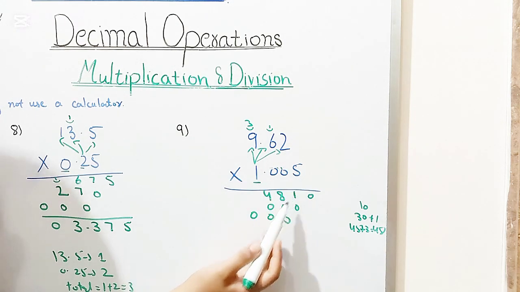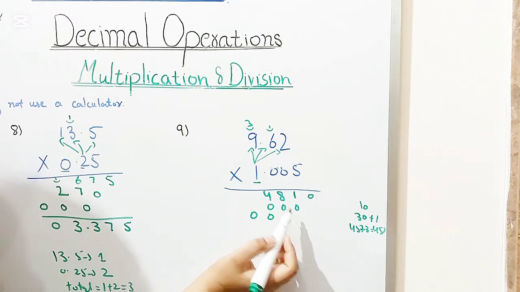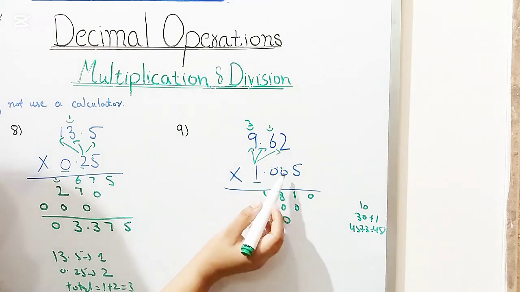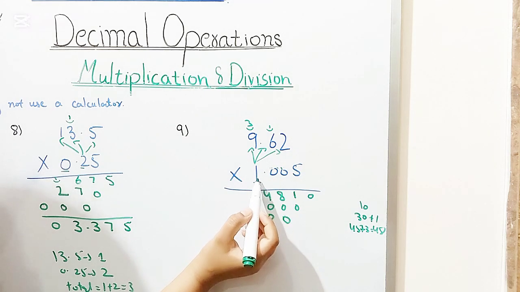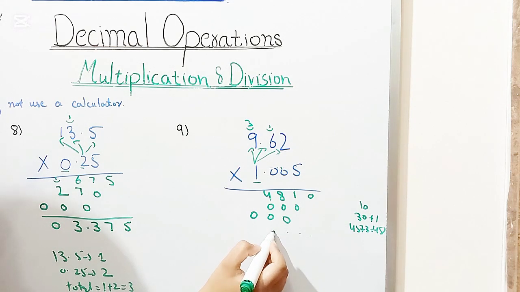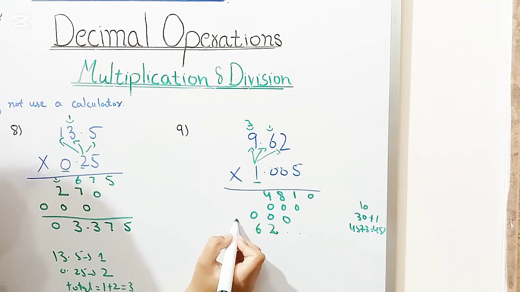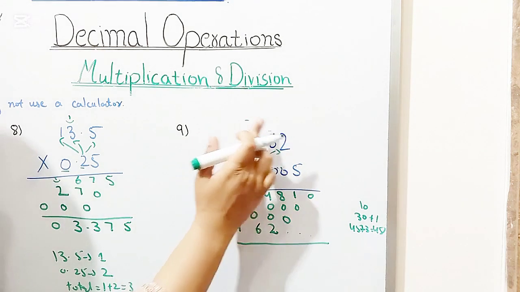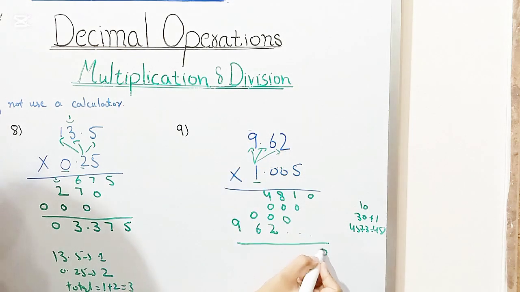Then I will write these multiplications from the right side: 1s, 10s, hundreds, thousands. So I will write from there. 2 1s are 2, 6 1s are 6, 9 1s are 9. Okay, I will add them. 0, 1, 8, 4 plus 2 will become 6.